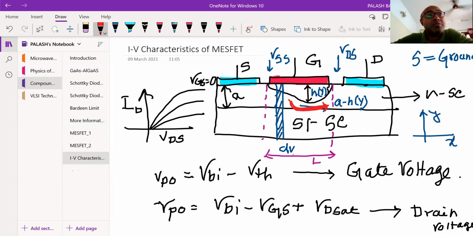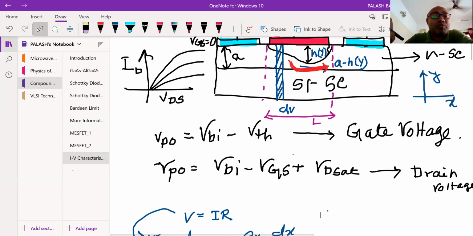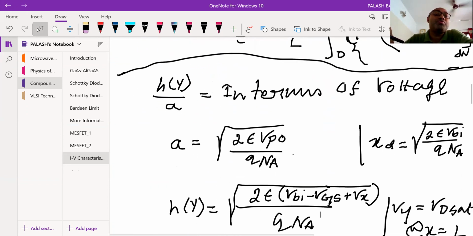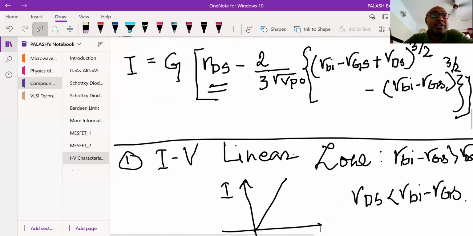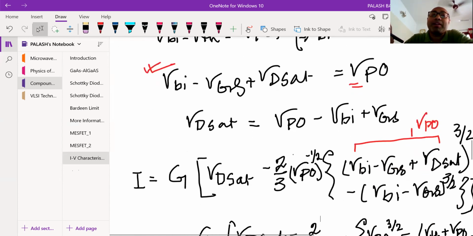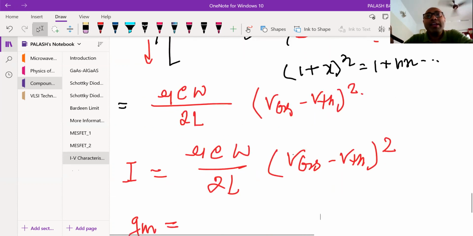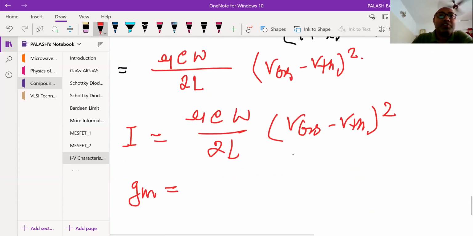So here my electron mobility is not at all affected by defects or interface charges, right? Whatever the gallium arsenide mobility you have considered, you can put it over there. That means the mobility here is 8,500 centimeters square per volt second, and it is not at all reduced. So this is the one advantage that you are going to have over here.